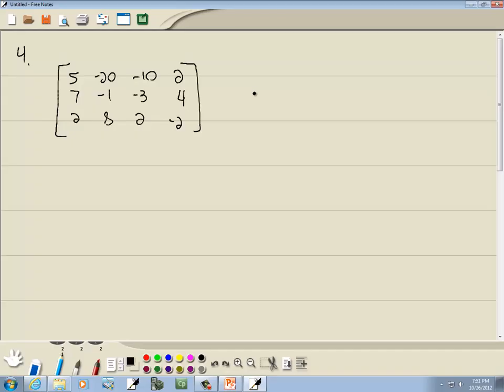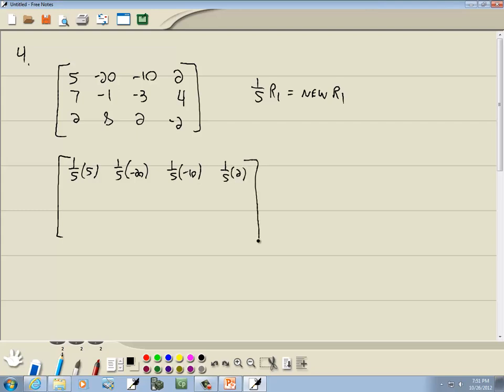And it says we want to do 1/5 times row 1. What that's saying is we want to take 1/5 times all the numbers in row 1, and that's going to give us our new row 1. That's implied when they have that notation. So we're going to multiply 1/5 times 5, 1/5 times -20, 1/5 times negative 10, and 1/5 times 2. And the other rows stay the same.